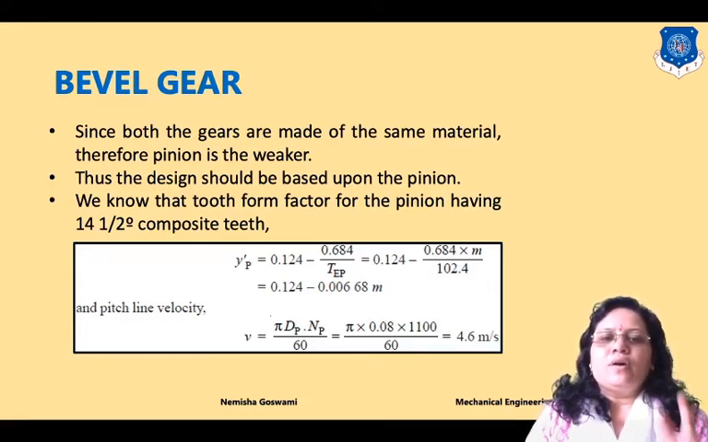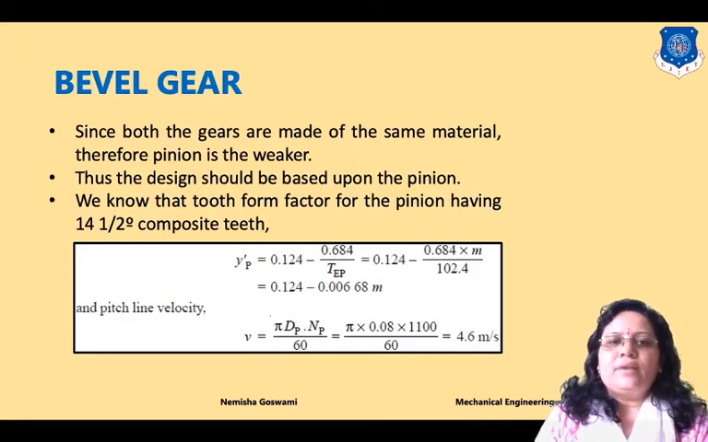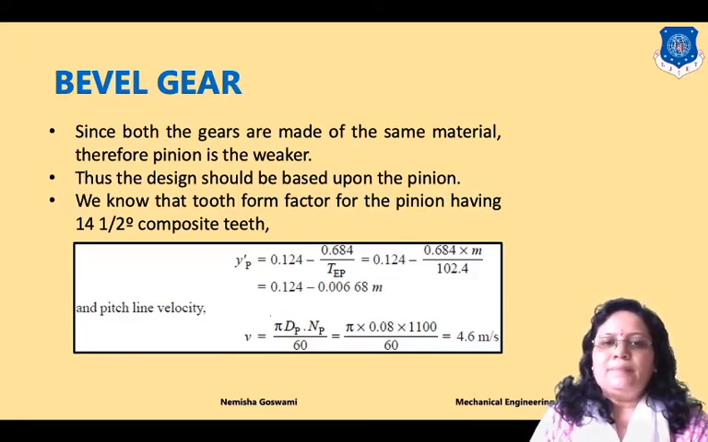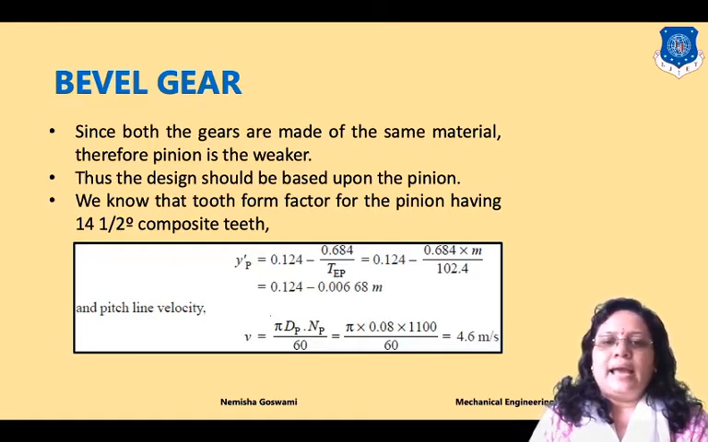So for this the tooth form factor is fixed. This is the fixed mathematical formula. Y dash P is equal to 0.124 minus 0.684 divided by TEP, where TEP is the equivalent number of teeth for pinion. So you will get 0.124 minus 0.00668 M.